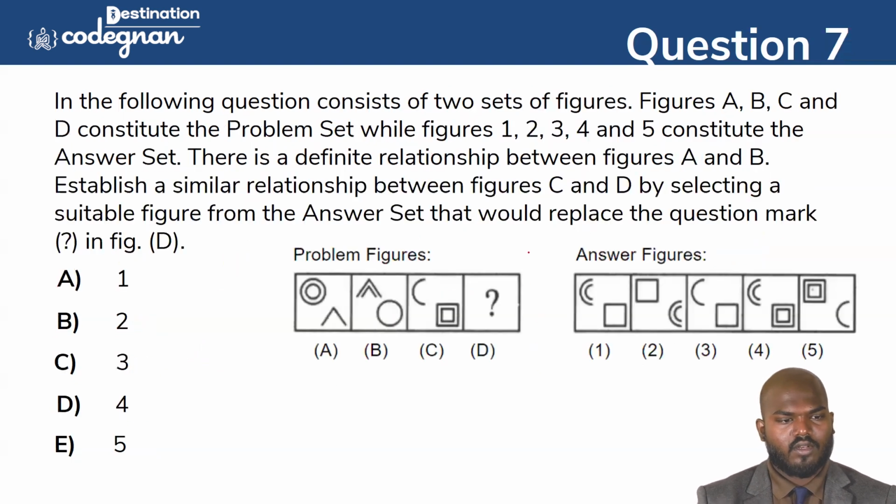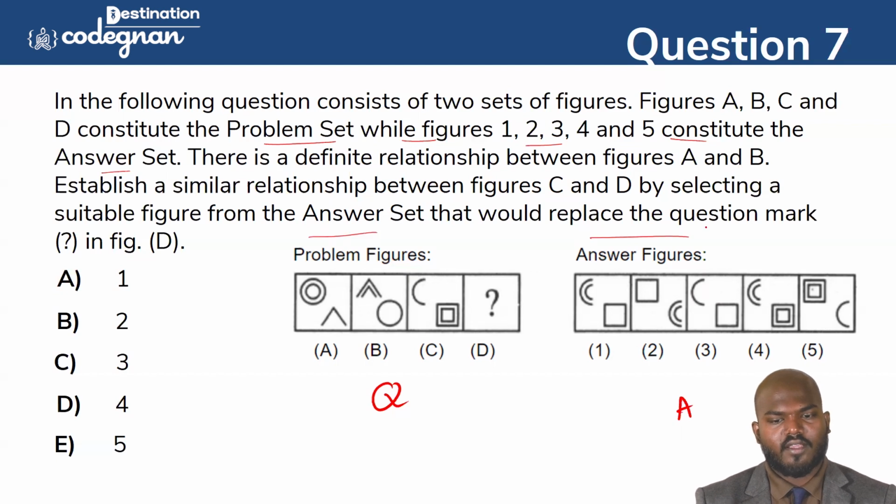And next one, you see this one. In the following question, consider the two sets of figures. Figures A, B, C, and D constitute the problem set, while figures 1, 2, 3, 4, and 5 constitute the answer set. Okay, because this is the question and this is the answer. There is a definite relationship between figures A and B. The same relationship is established between C and D. By selecting the suitable figure from the answer set, you replace the question mark. So what will come in place of the question mark?